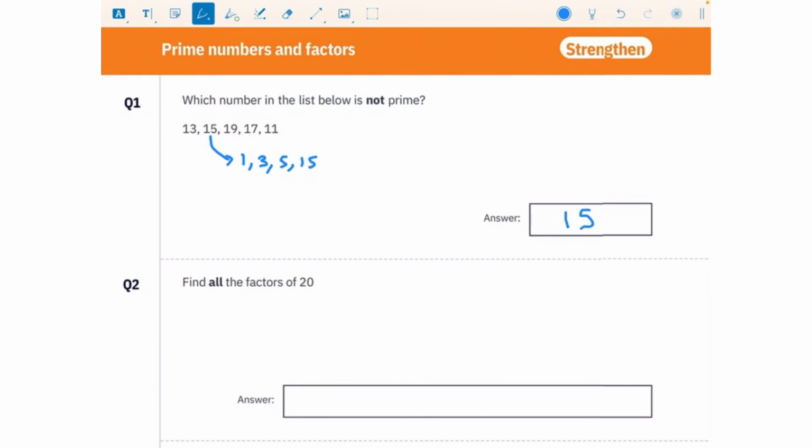For question number 2, find all the factors of 20. We've got 1 and 20, and we've also got 2 and 10, and we've also got 4 and 5. So it's helpful to find factors in pairs because they're always going to work in pairs, and then we can write them in order afterwards. So 1, 2, 4, 5, 10 and 20.